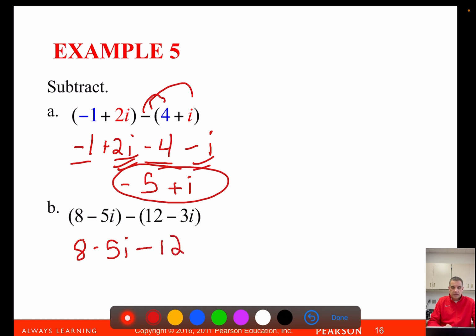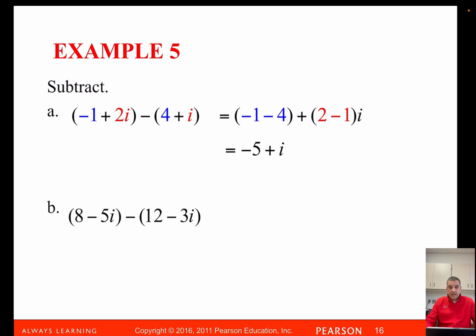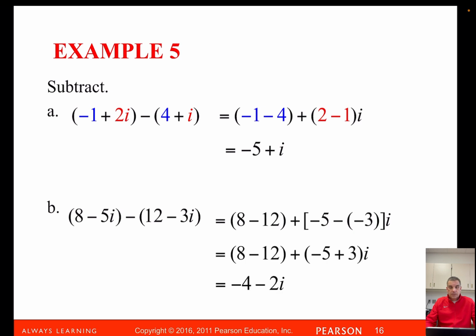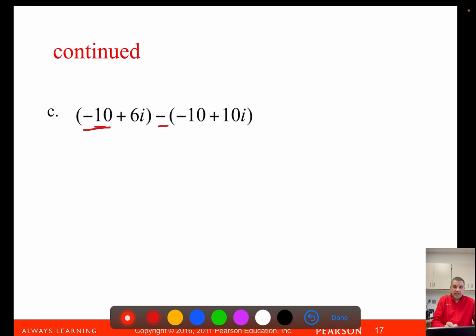So a lot of times when you're subtracting complex numbers, it's not a bad idea to rewrite it because you forget to distribute. 8 minus 12 is negative 4. Negative 5 plus 3 is negative 2i. There's your solutions for those. Okay, when you're adding and subtracting. And again, we could do another one. Again, you're going to subtract. If you can do it without, you've got 10 minus negative 10. So that'd be 10 plus 10, so that's 0.